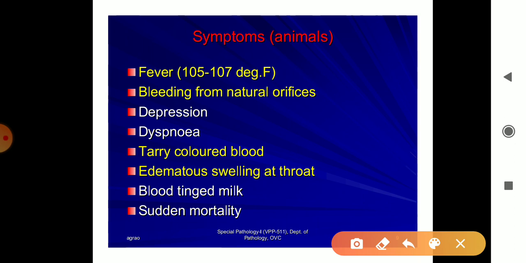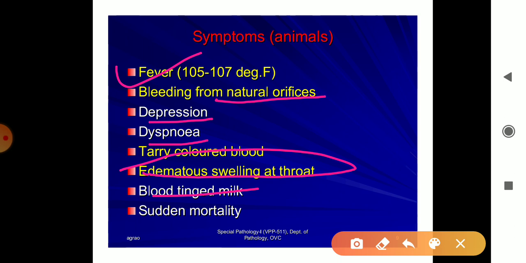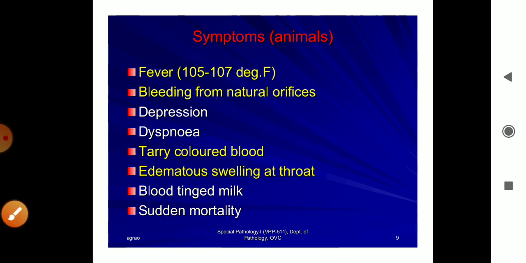And we might get these types of symptoms: fever, with temperature up to 105 or 107 degrees Fahrenheit, bleeding from the natural orifices, then depression, dyspnea, meaning labored breathing, and tarry, unclotted blood from the natural orifices, edematous swelling at the throat. Never confuse it with HS, hemorrhagic septicemia. Then blood-tinged milk, and sudden mortality, this sudden death.